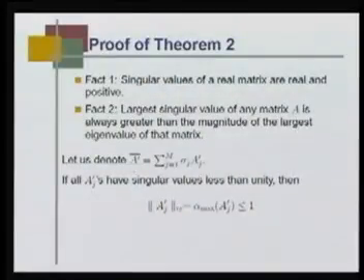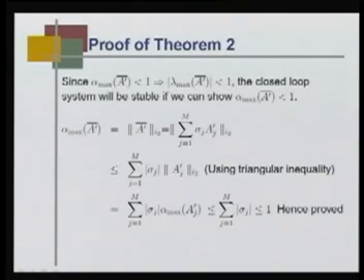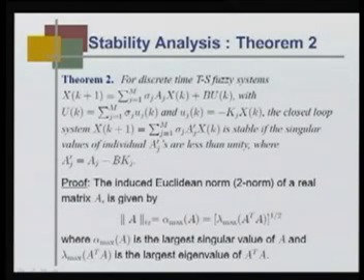So now let us denote A bar dash as the sum over j equal to 1 to m of sigma j A j dash. If all A j dash have singular values less than unity, then obviously the induced norm of A j dash, which is the maximum singular value of A j dash, is less than 1. Since alpha max A bar dash, the largest singular value, is given, because we are saying in the theorem that if the largest singular value of the individual matrices is less than 1, then the system is stable. That is what we are saying.